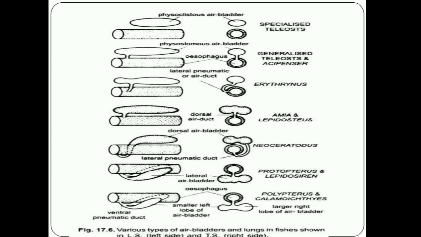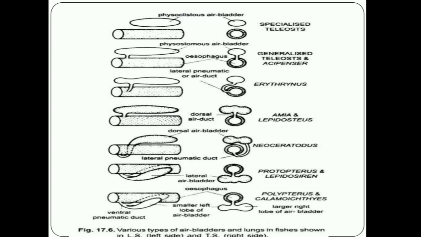Now, Neoceratodus fish. It is an Australian lungfish. In this fish, the air bladder occurs on the dorsal side of the esophagus, and the air bladder has only one lobe. This air bladder opens into the esophagus by a pneumatic duct on the ventral side. Now, Lepidosiren fish. The air bladder occurs on the dorsal side of the fish, has only one lobe, and opens into the esophagus by a dorsal pneumatic duct on the dorsal side.